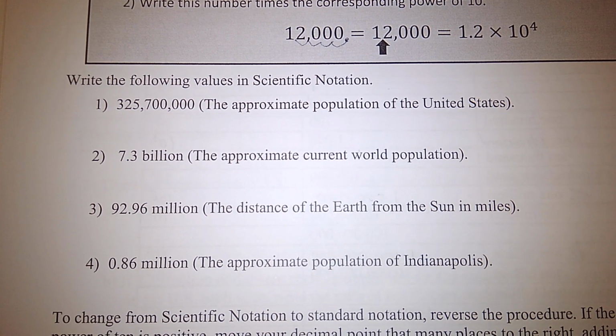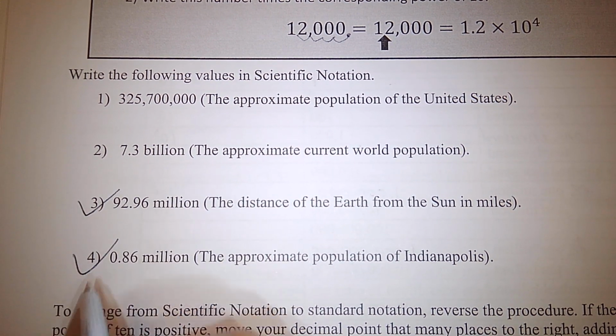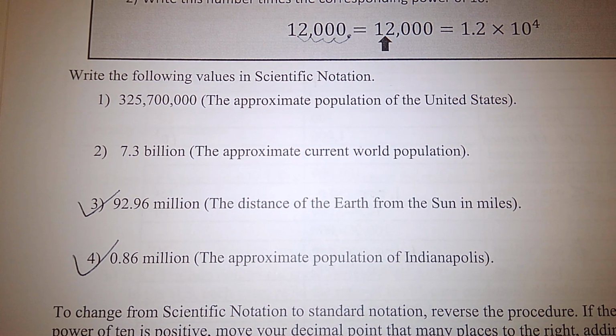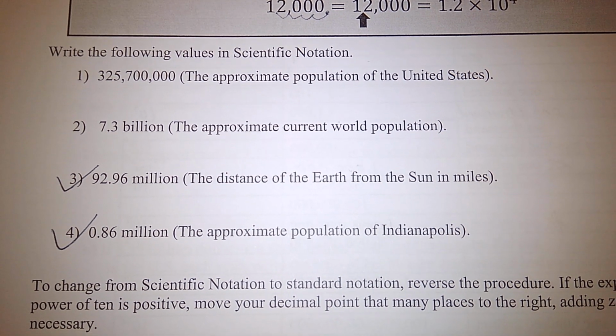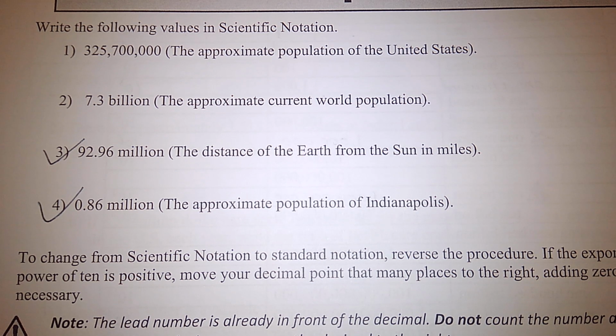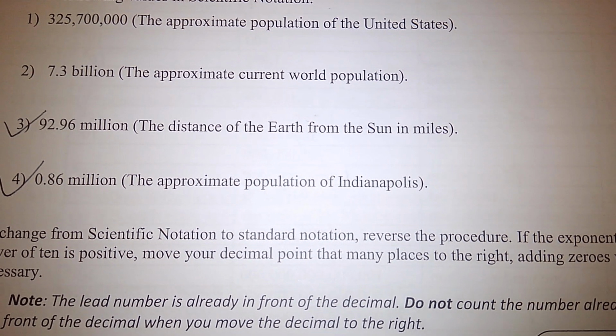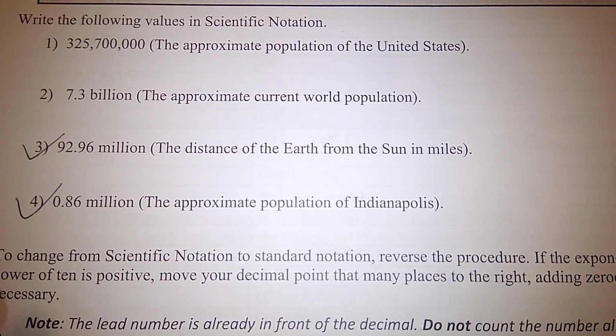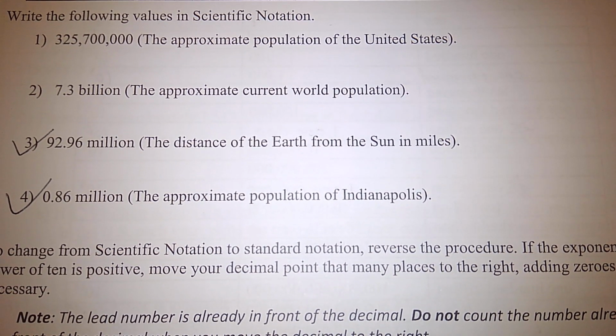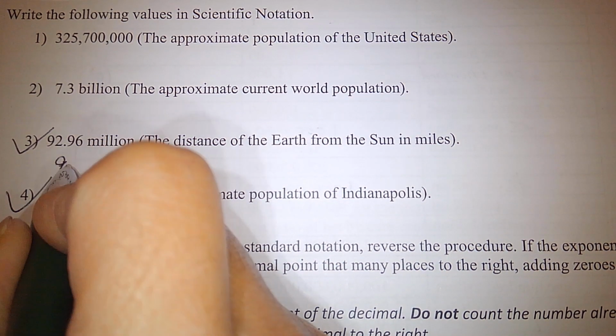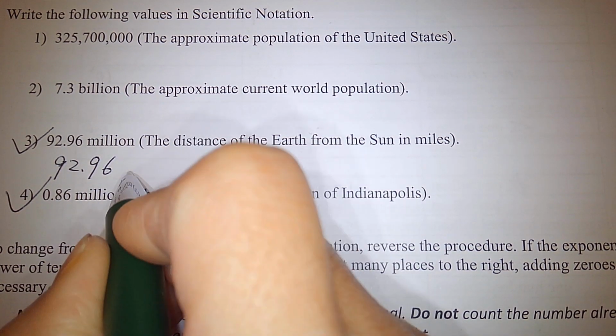Let's try questions 3 and 4 together. And I will let you do questions 1 and 2 by yourself in group, okay? So question 3. Write 92.96 million in scientific notation. Remember just now I asked you guys to remember every 1 million equals 10 to the 6th power, right? So now we have 92.96 million.